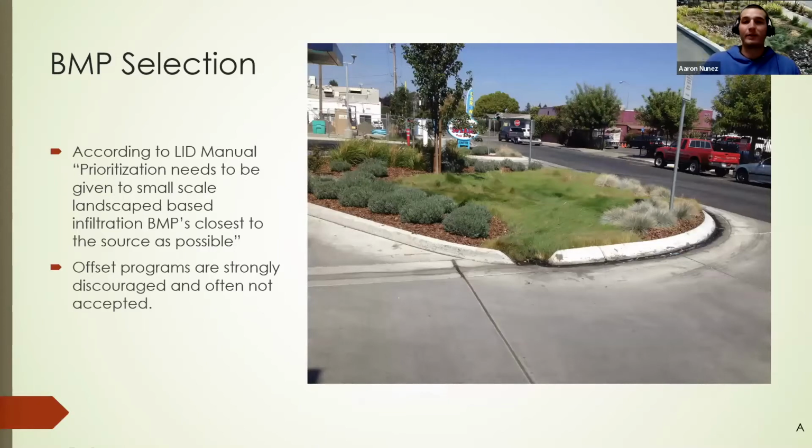So let's talk about BMP selection a little bit. According to the LID manual, prioritization needs to be given to small scale landscape-based BMP features. So again, these are vegetated features that are also as close as possible to the source. So we want to be treating this water that's impacted from impervious surfaces from any new development that might be established. We want these features to be as close as possible to them and be vegetated is really what we want to drill home. Offset programs are often discouraged. There have been a few cases of that, but for the most part, we as municipalities want to see these features as close as possible to the impacted area.